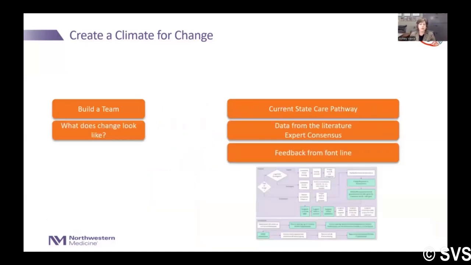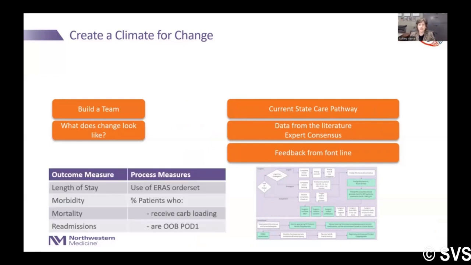So we started with our core group, as I mentioned. We mapped out the current state and then reviewed that for opportunities for standardization and also which ERAS elements were relevant to our patient population by looking at the literature, expert consensus, and other enhanced recovery pathways. Then we took that care pathway and ran it by all of our work groups and finalized the pathway for dissemination. And looking at that pathway, we figured out which process measures we would be able to easily collect that would help support the success of our outcome measures.